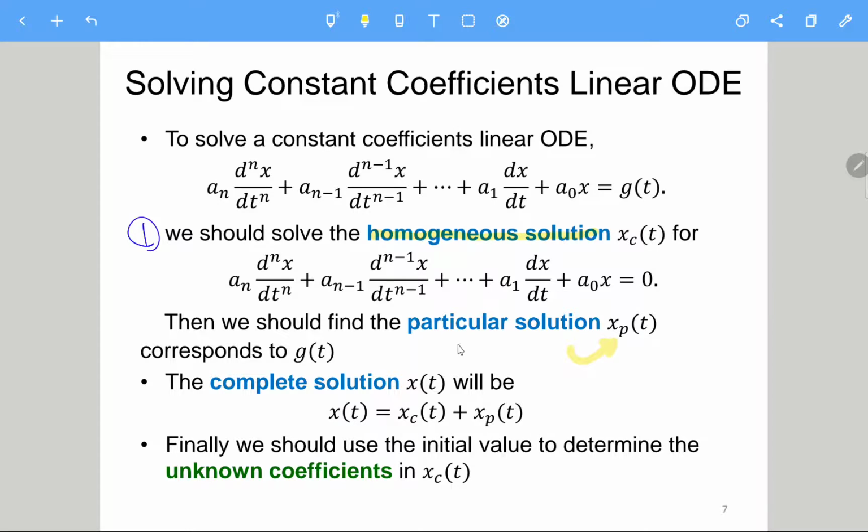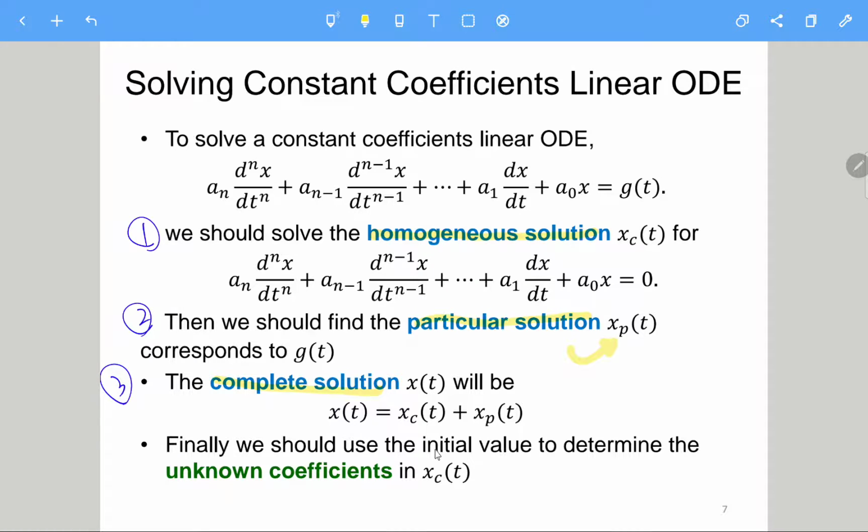So the first step is to find the homogeneous solution. The second step is to find the particular solution. And the final step is to find the complete solution, which is just to add these two together. It takes only 3 steps to solve a constant coefficient ODE, just like how to put an elephant in the refrigerator. Just open the door, put the elephant in, and then close the door, and it's done.